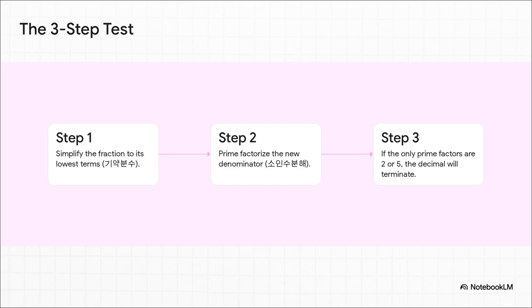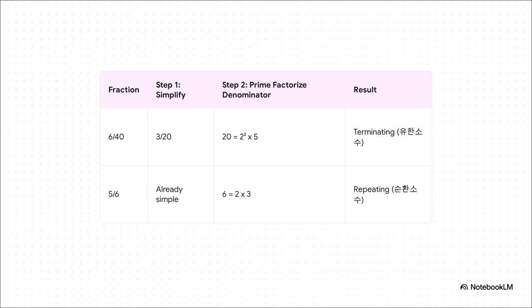It's foolproof. First, simplify that fraction down as far as it can go. Second, take that new denominator and break it down into its prime factors. You know, the prime numbers that multiply to make it. And third, here's the moment of truth. You just look at those factors. If the only prime factors you see are 2s or 5s, that's it, just 2s or 5s, the decimal will terminate. But if you see any other prime number in there, like a 3, a 7, an 11, it's going to repeat forever. Let's see this rule in action.